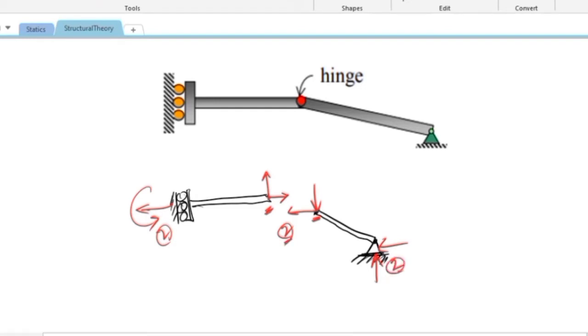Now, kung makikita natin, we have n is equal to 2 since we have 2 members here. And for the reactions, we have a total of 6. For the relationship of the reaction to 3n, so we can say that 6, and this is 3 times 2, 6 is equal to 6. So this is statically determinate.